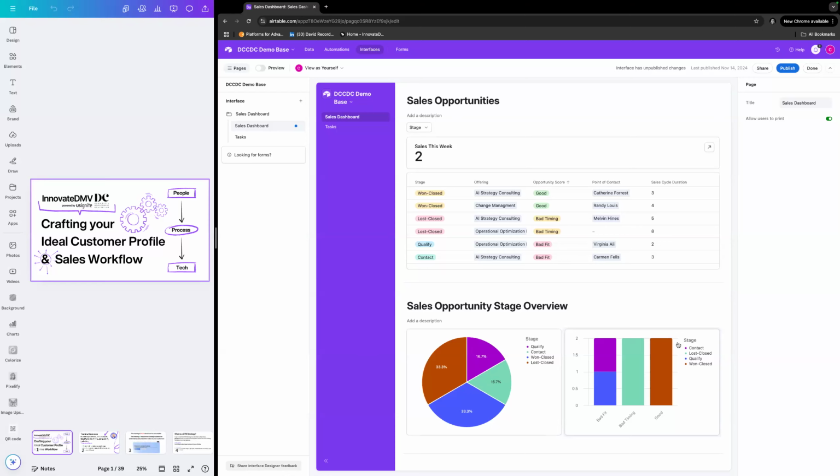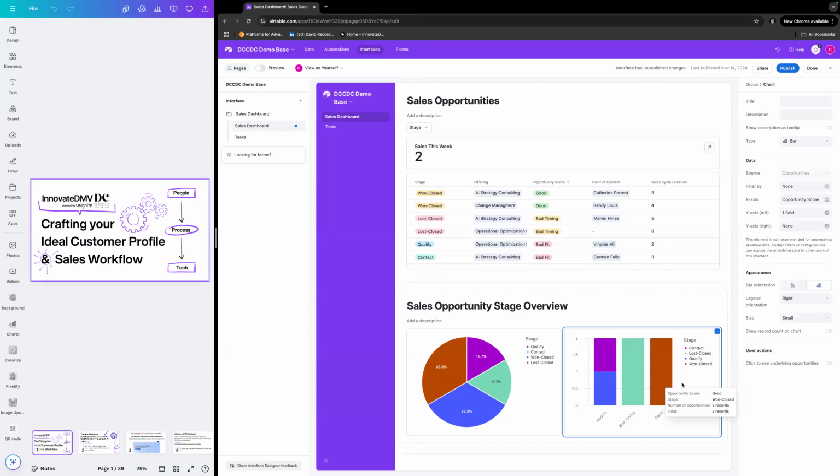And then here, there are two pieces of information coming together. There's the stage that you're looking at over here, and then we're also taking the opportunity score, good fit, bad timing. And so you're able to look at that in one place. So here I can see that the opportunity score is good, the stage is won and closed, and the number of opportunities is two. They were good and I closed them, right? And what was my offering for those?